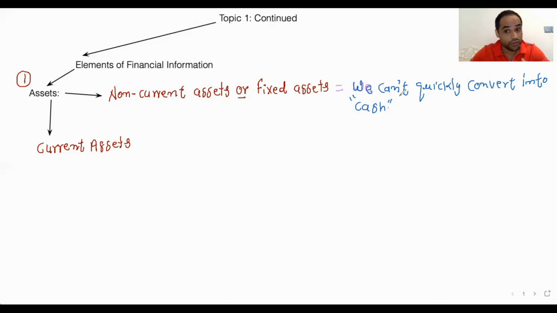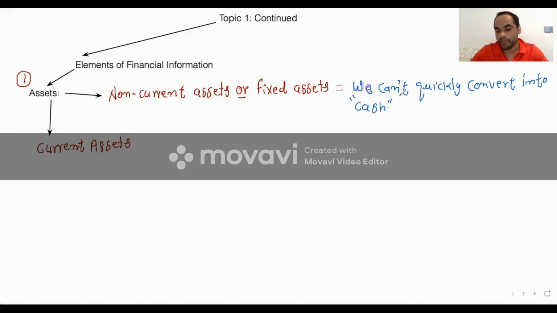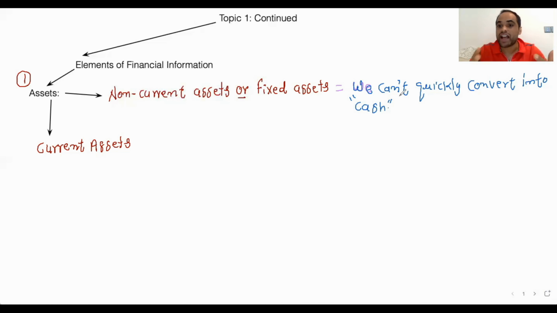If you want to convert into cash, you have to give very huge discounts to the buyer so the buyer can purchase. Otherwise, nobody is going to buy, right? So you don't want to lose money by giving discounts. That's why converting non-current assets into cash is a time-consuming process. You cannot quickly convert into cash. That's the meaning of non-current asset, right?